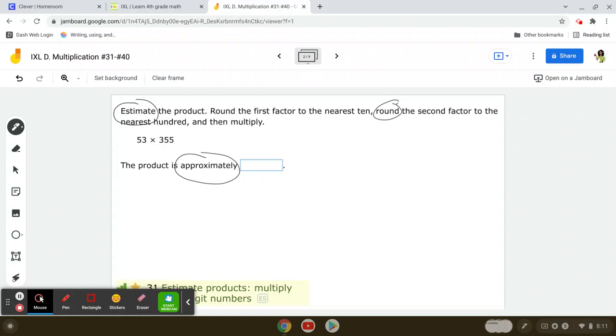It says round the first factor to the nearest 10. So right off the bat, they give you a vocabulary word, a factor. Like I said, we talked about a factor times a factor equals a product or a multiple. That's actually on our vocabulary wall at school. You can have a factor times a factor equals a product. Another way you can say it is multiple.